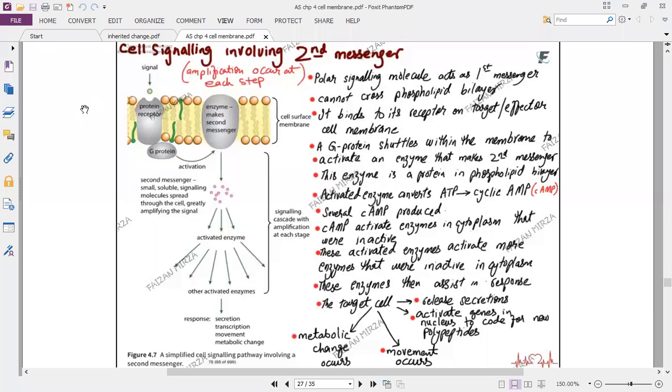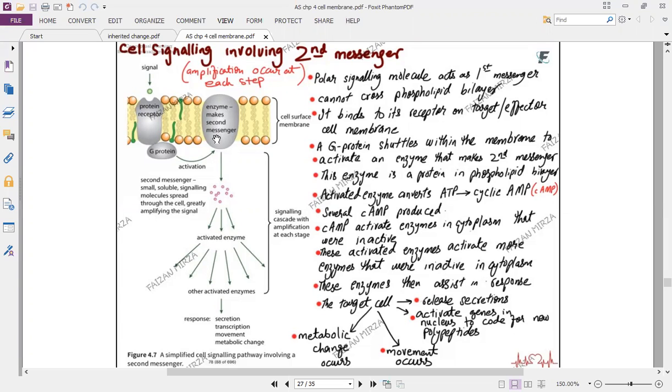In cell signaling involving a second messenger, this basically is about a polar molecule, which is a cell signaling molecule. When it attaches to the protein receptor present on the target tissue, the attachment triggers the G protein, which is attached to the underside of the same protein receptor on the cytoplasmic surface. The G protein shuttles along the phospholipid bilayer and attaches itself to an enzyme that makes the second messenger. This enzyme will also be located within the phospholipid bilayer of the target cell or the target organ.